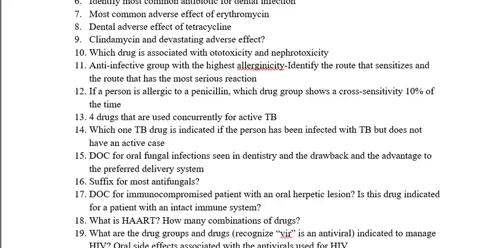So what is HAART? HAART is highly active antiretroviral therapy, and it's a combination of antiviral drugs used in the treatment of HIV infection. How many combination of drugs? Sometimes 3, 4, 5 drugs now are used, but they have these great pills now. There's like one pill that contains like 3 of the drugs.